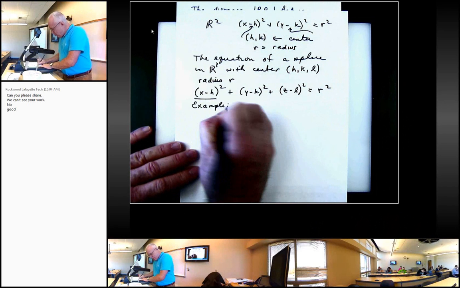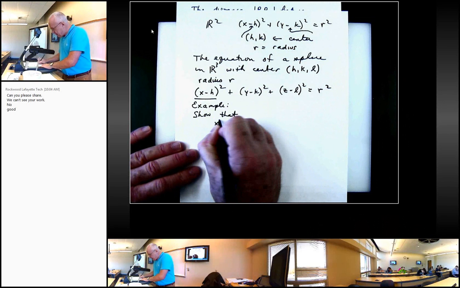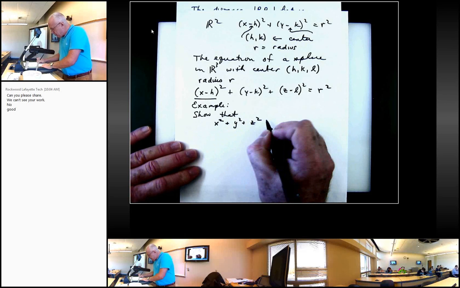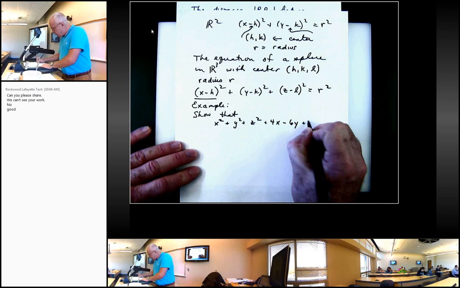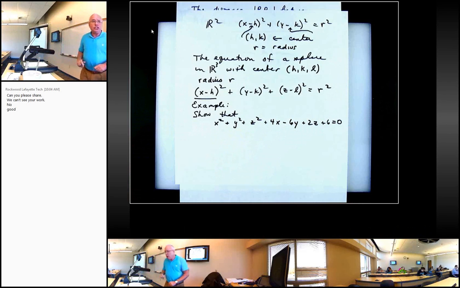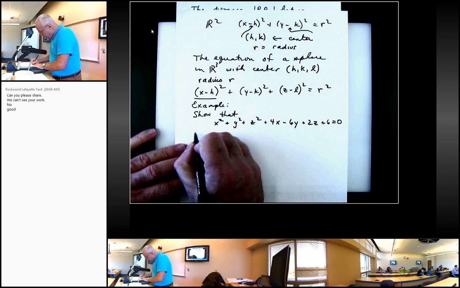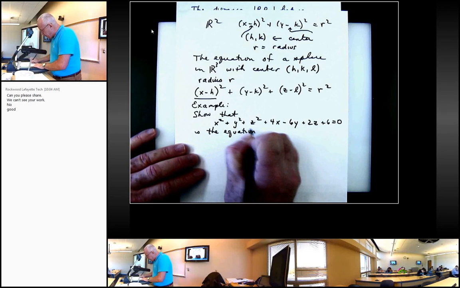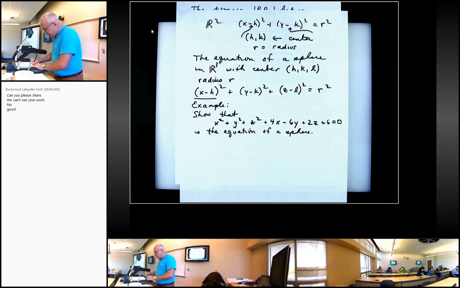Example: we want to show that this equation here, x squared plus y squared plus z squared plus 4x minus 6y plus 2z plus 6 equals 0, is the equation of a sphere, and we want to find its center and radius.